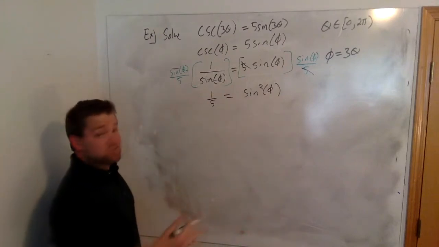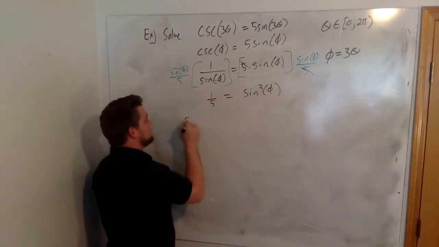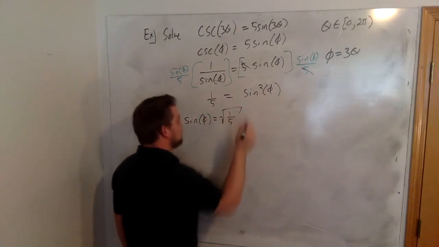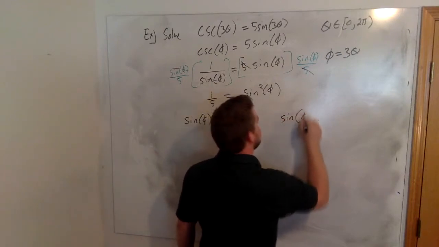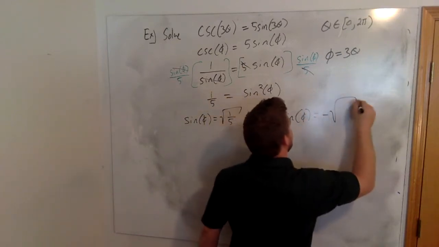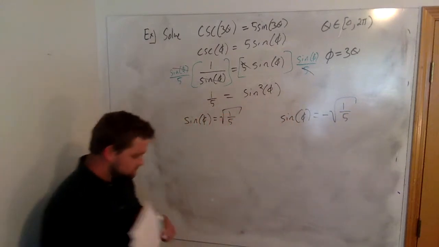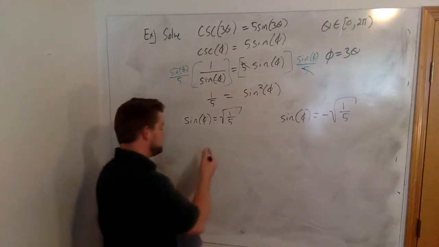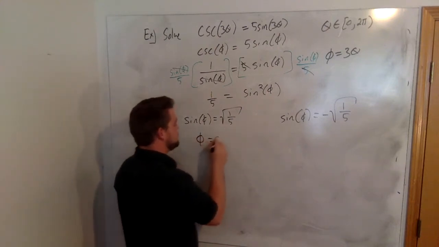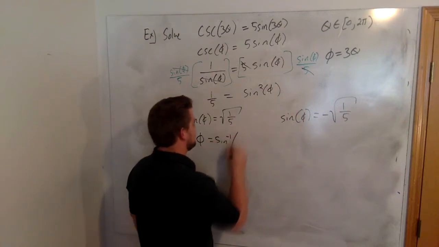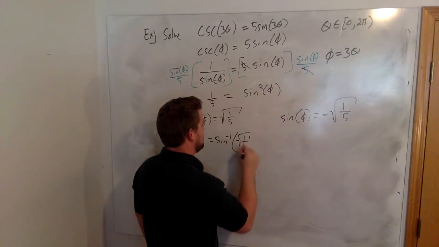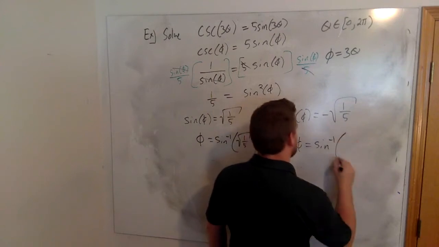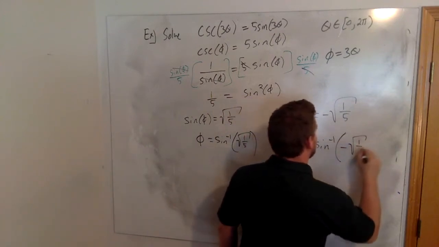So we can take the square root of both sides. So we have that sine of phi could be equal to the positive square root of 1/5, or we have that sine of phi could be equal to the negative square root of 1/5. Okay, so we'll want to use our calculator for this one. So here we have that phi could be equal to the sine inverse of the square root of 1/5, or phi could be equal to the sine inverse of negative square root of 1/5.